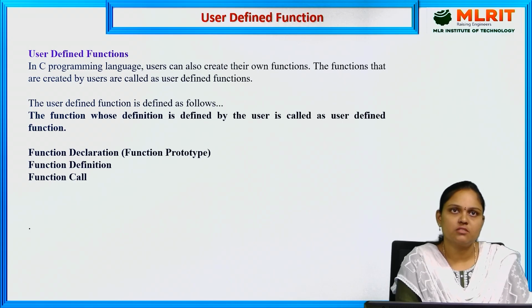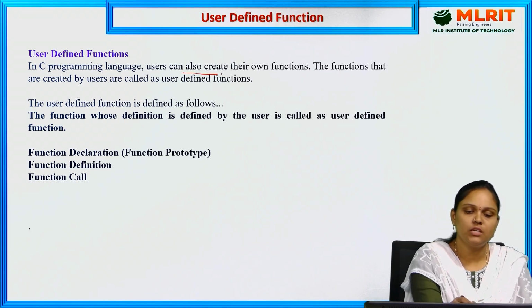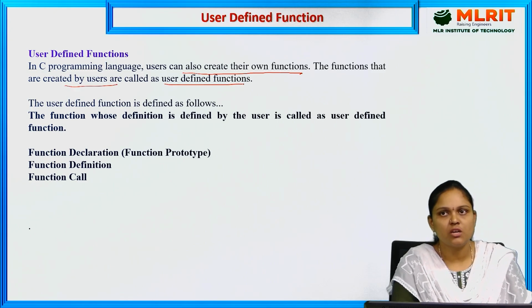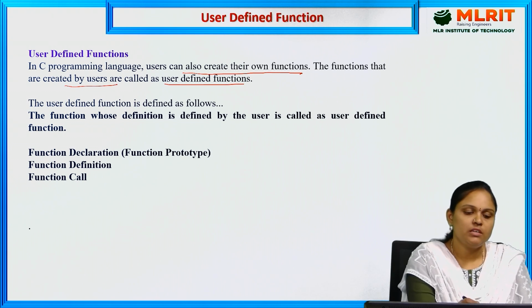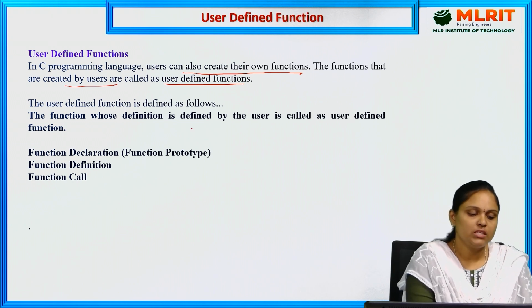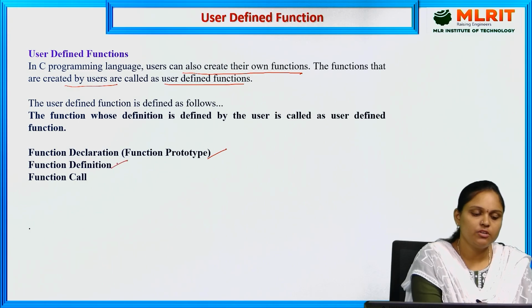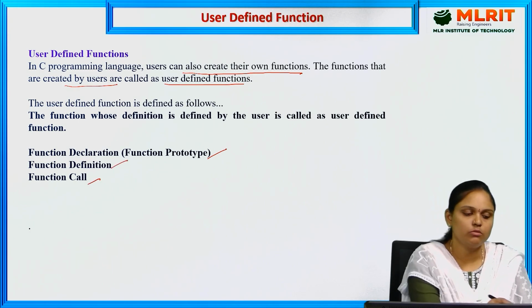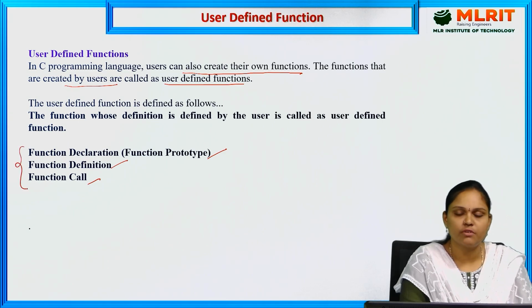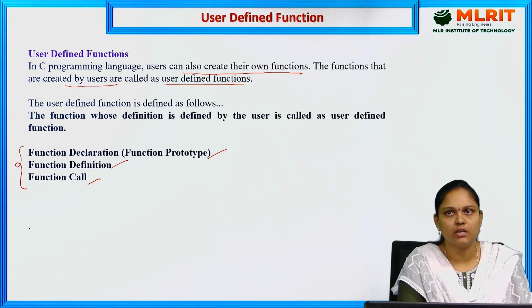User-defined functions. In C programming language, users can create their own functions. The functions that are created by the users are called user-defined functions. So based on our task, based on our requirement, we can define the function code and we can perform some task. So the user-defined functions are defined as follows. These three things should be mandatory when you are defining functions. We need to declare and define all those things when you are using the function concept, that is user-defined functions.